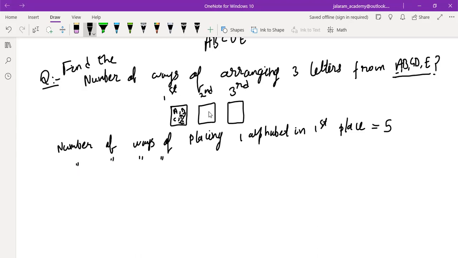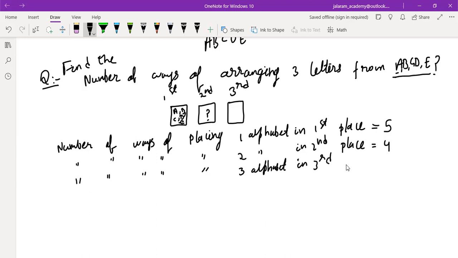Yes, sir. Now we will fill the letter in second place. How many number of ways of placing second alphabet in second place? Can you tell now? So 4. Okay. Now, can you tell how many number of ways of placing third alphabet in third place? Can you tell?